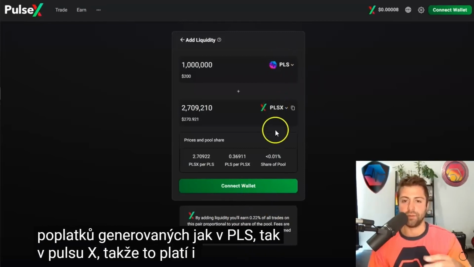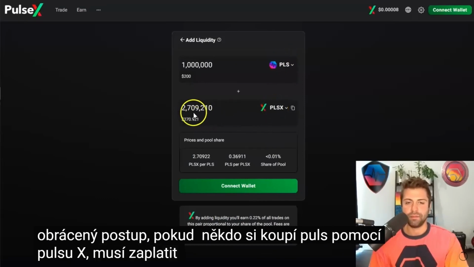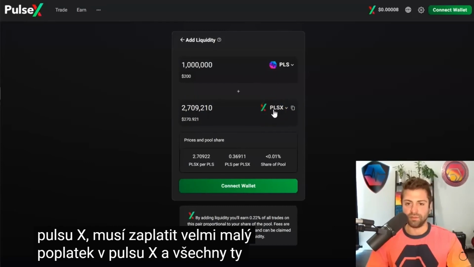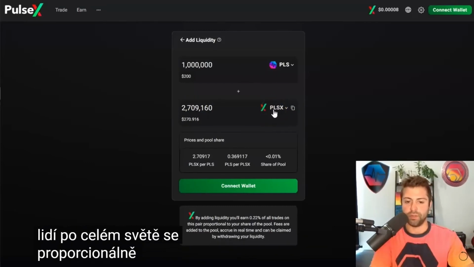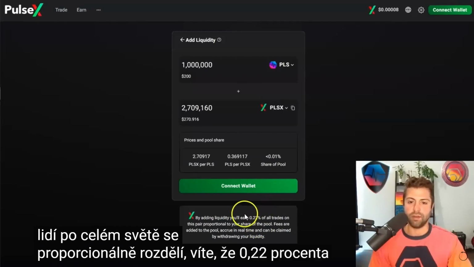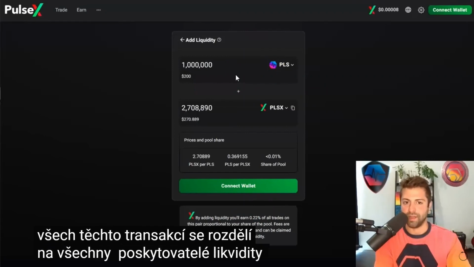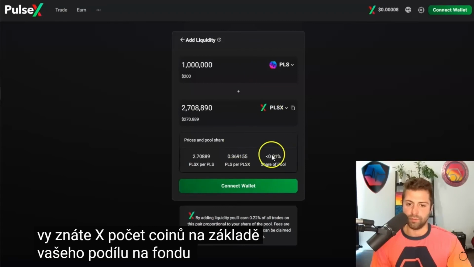So it goes the same for the reverse too. If somebody buys Pulse using PulseX, they have to pay a very small fee in PulseX terms, and all those fees coming from the hundreds and thousands of people worldwide get divvied up proportionally. 0.22% of all those transactions gets divvied up to all of the liquidity providers, and you get X number of coins based on your share of the liquidity pool, right?